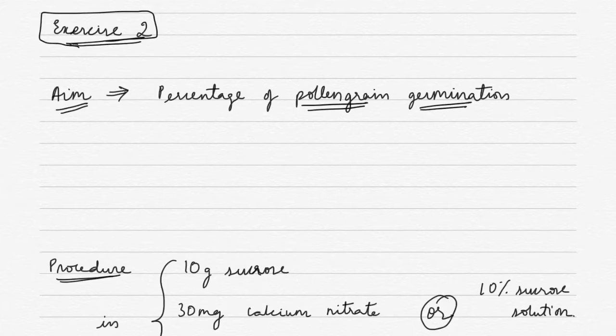When we say pollen grains, what we have to understand is that just as human males have sperms, in the same way, the plants have these pollen grains. This is the first point.